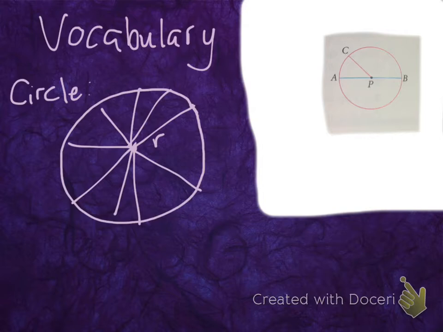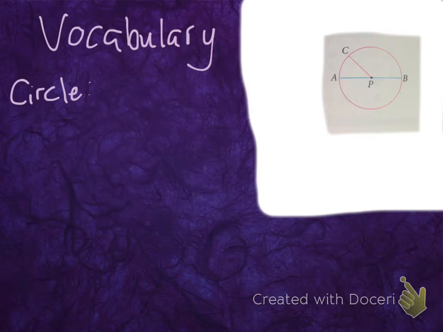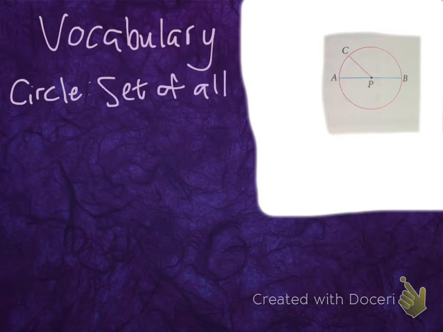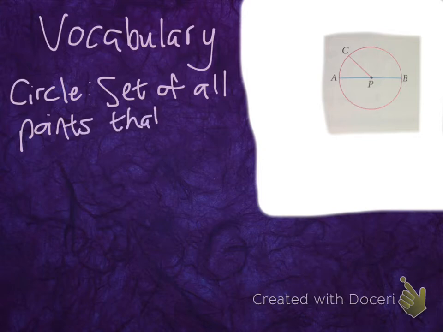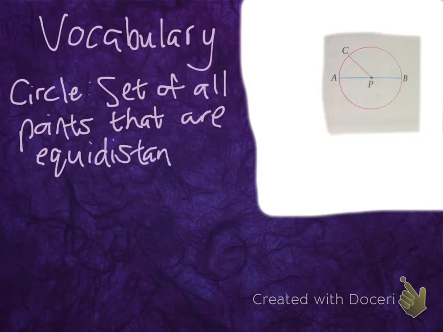But it's called the set of all points that are equidistant, meaning they're the same distance away, from the center.